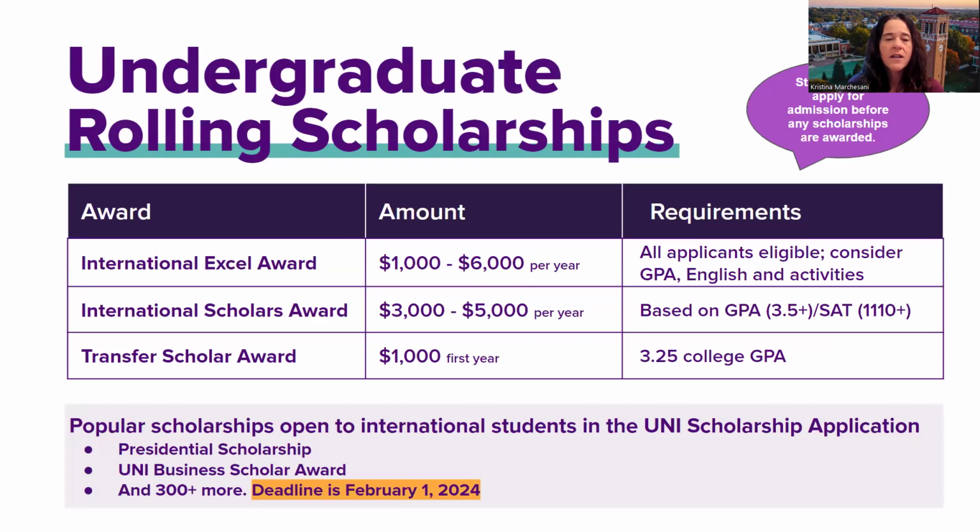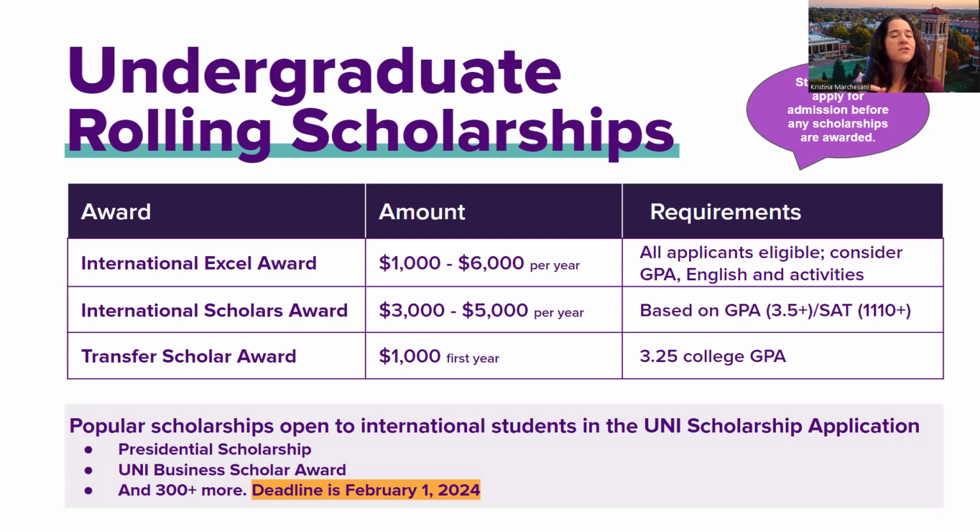So just to move on, I'm just going to wrap up by showing you some of the scholarships that we offer through our admissions office. So for those of you who are international students that are freshmen, so meaning your first year, you would qualify for the International Excel Award if you fill out the UNI scholarship application. And we automatically look at you for the International Scholars Award. So that award is based on your GPA.